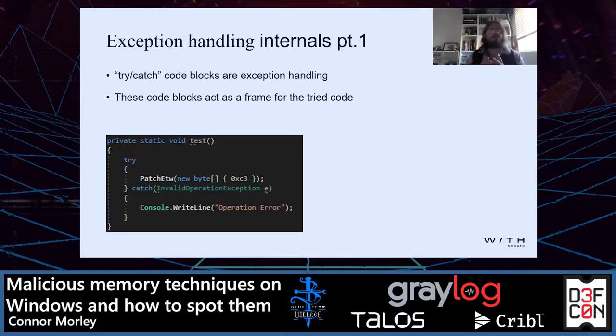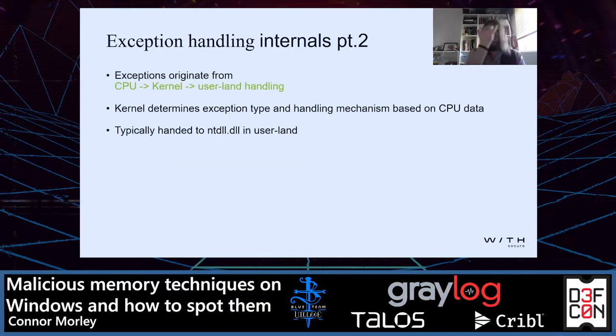Now, the exception can either be specific or general. Exceptions actually originate from the CPU, not from the program itself. The CPU will notice the exception has happened. It will then prompt the kernel, with relative information, which will create the environment context, exception records, and all this sort of stuff, which is then handed back to user land for handling within the program itself. The kernel determines what kind of exception type it is and what handling mechanisms are required based on the data that's issued by the CPU. The kernel does nothing; it simply interprets what the CPU is telling it and then hands it off to user land to actually handle the issue.